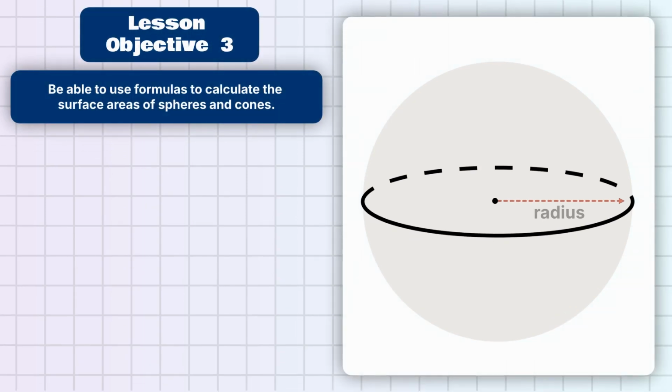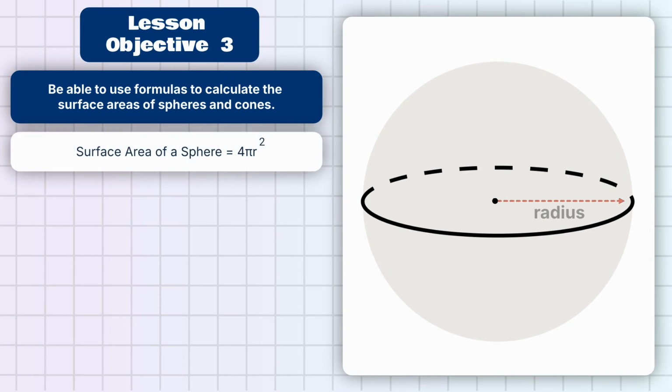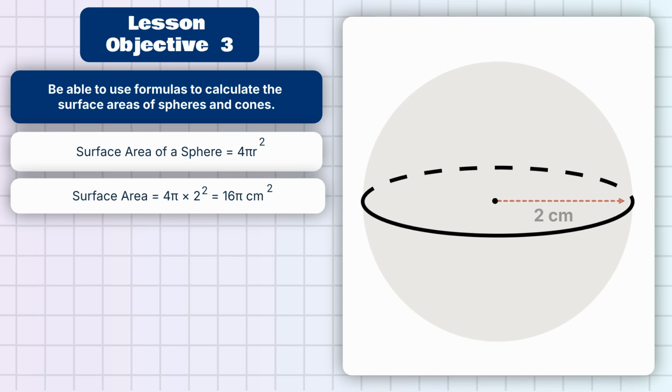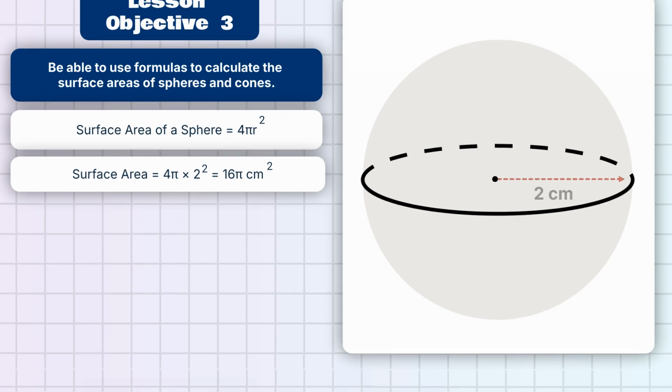A sphere's surface area is more complex, so we use a formula. The surface area of a sphere is calculated using 4 pi r squared, where r is the radius of the sphere. For example, suppose we have a sphere with a radius of 2 centimeters. Its surface area would be equal to 4 pi times 2 squared, which is 16 pi centimeters squared.